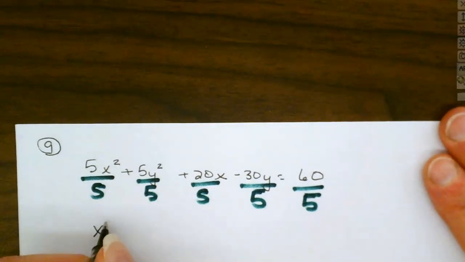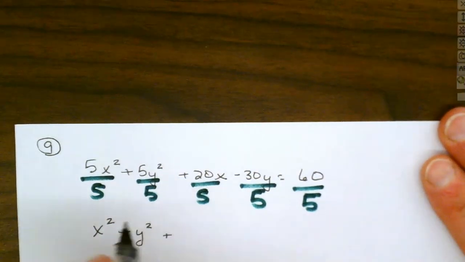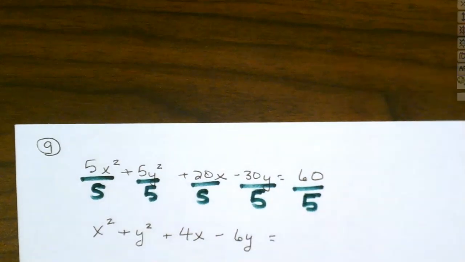We get x squared plus y squared. And then we've got 20 divided by 5. That's a 4x. Minus 30 divided by 5. So that makes it a minus 6y. And 60 divided by 5, that should be a 12.